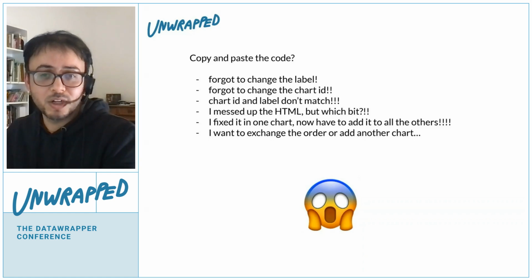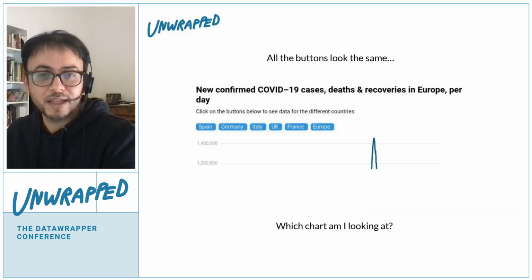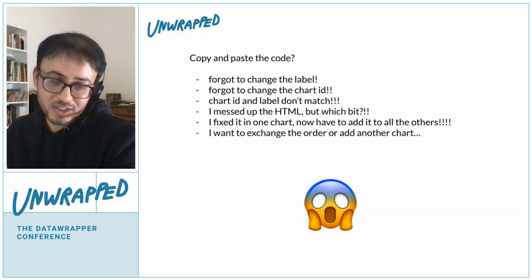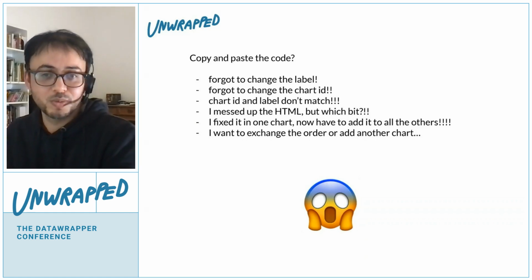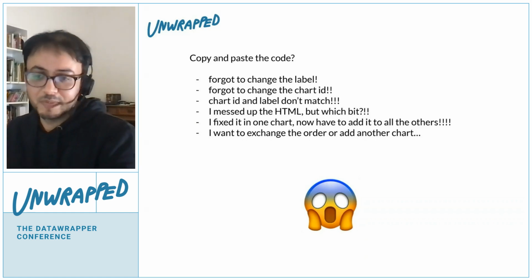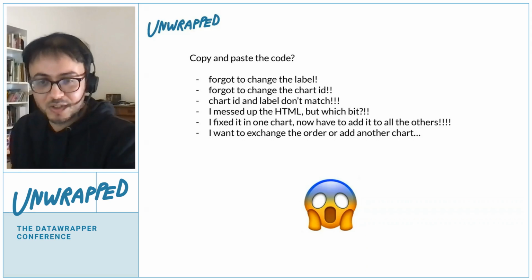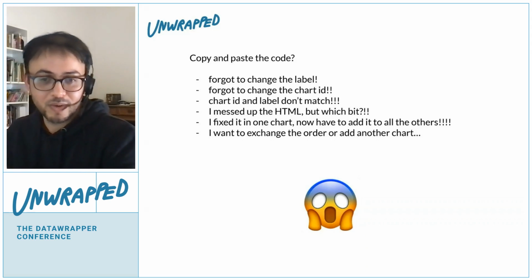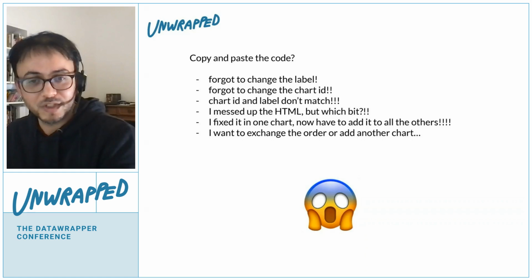I want to exchange the orders, so I don't want Europe to be at the very end. I want Europe to be at the front. I need to go through the code for all 6 of these charts to move that from one end to the other. I'm going through this just to try to give you the feeling that I had when I came across this problem while trying to link a bunch of charts.